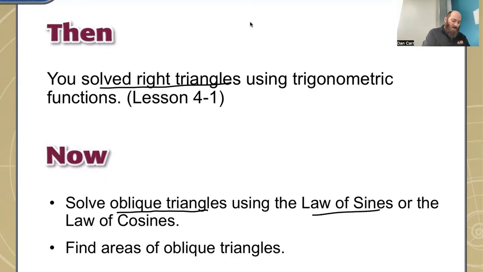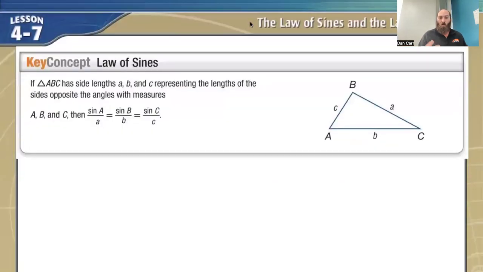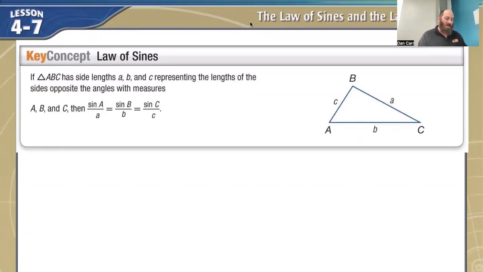Today we're looking at law of sines and law of cosines, and the next one we'll talk about is areas of those triangles. So for now, let's talk about what the law of sines is. If triangle ABC has side lengths a, b, and c representing the lengths of the sides opposite the angles with measures angle A, angle B, angle C, then we can say the ratio of sine of A divided by a equals sine of B divided by b equals sine of C divided by c.